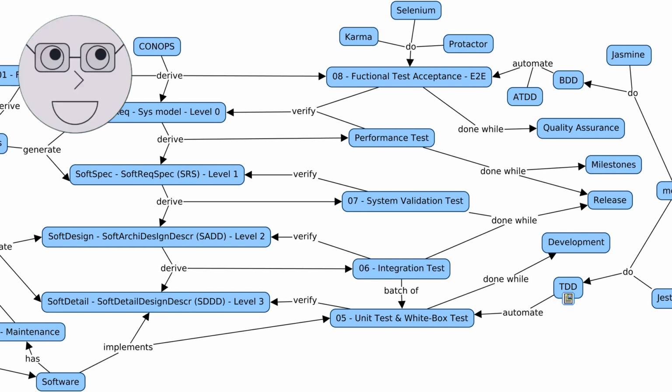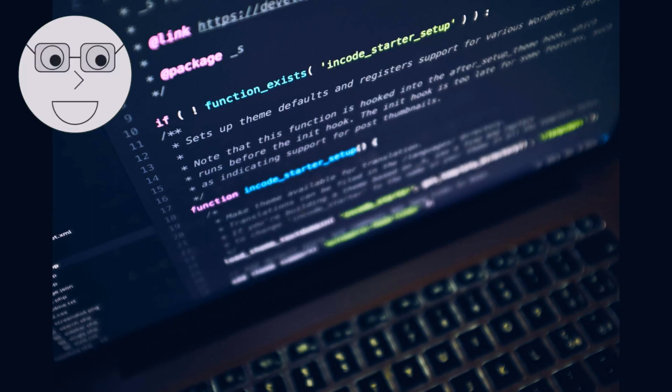Software engineering is the process of designing, developing, testing, and maintaining software. It involves the application of engineering principles to software development, with the goal of creating high-quality software that meets the needs of users.